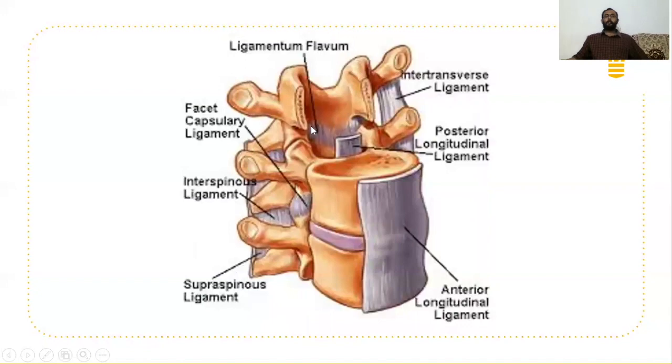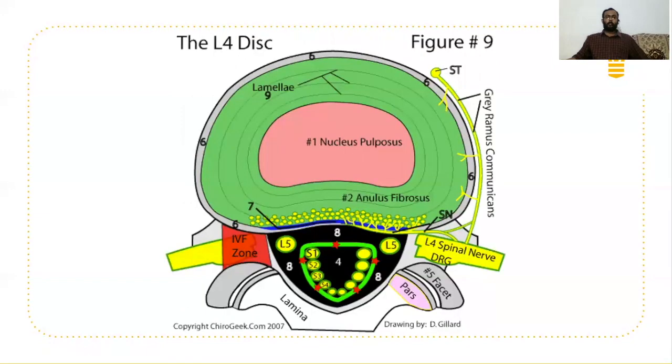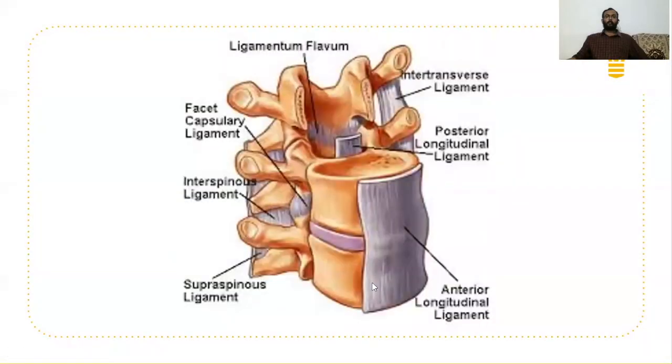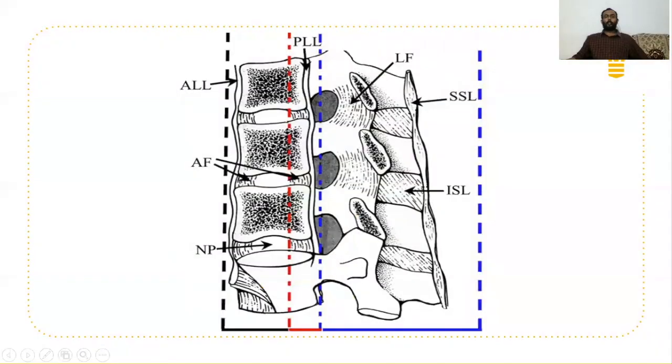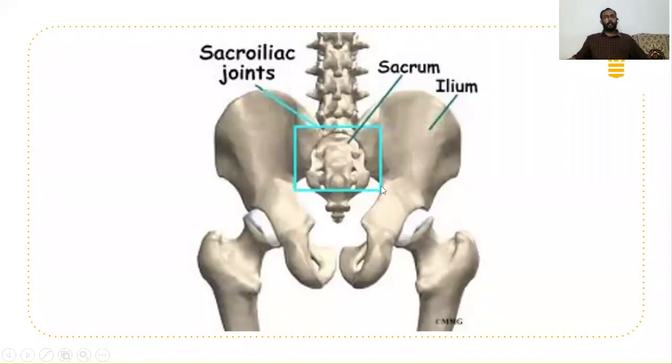Here you can see ligamentum flavum, which is connecting the posterolateral part of the spinal canal, connecting the lamina. It is connecting the lamina of the vertebral canal, which is posterolaterally located to the spinal canal. Here you can see ligamentum flavum. This is the supraspinous ligament, and this is the interspinous ligament in between the spinous processes.